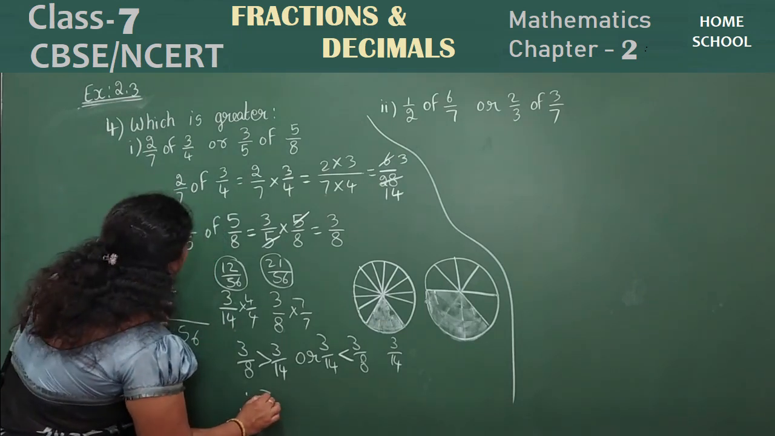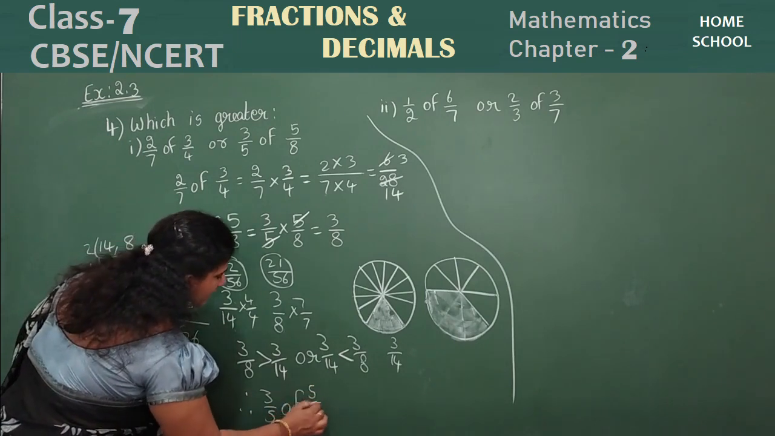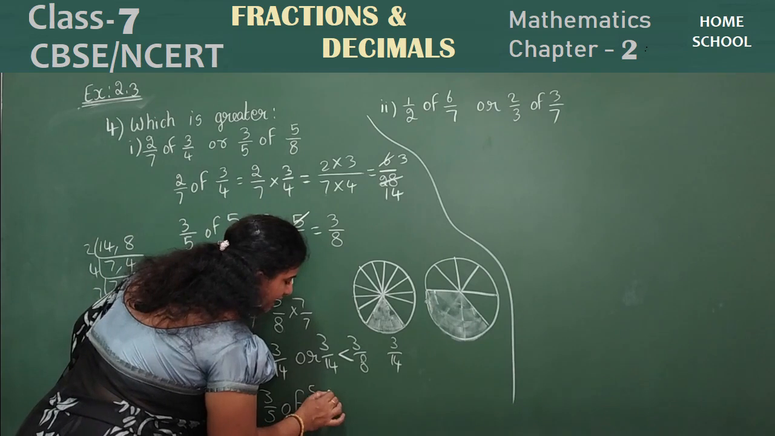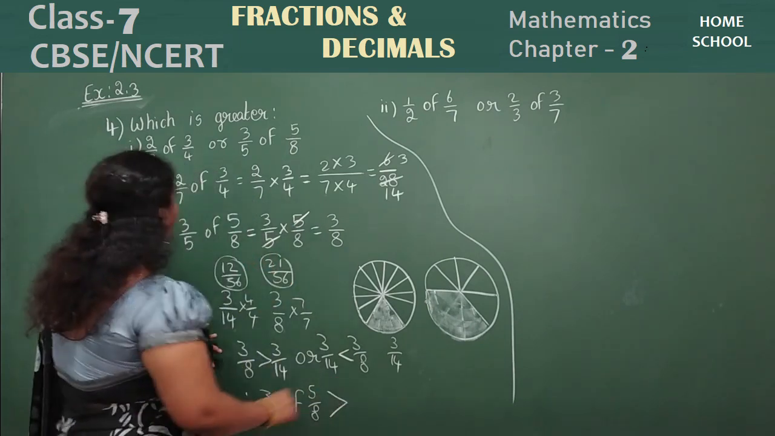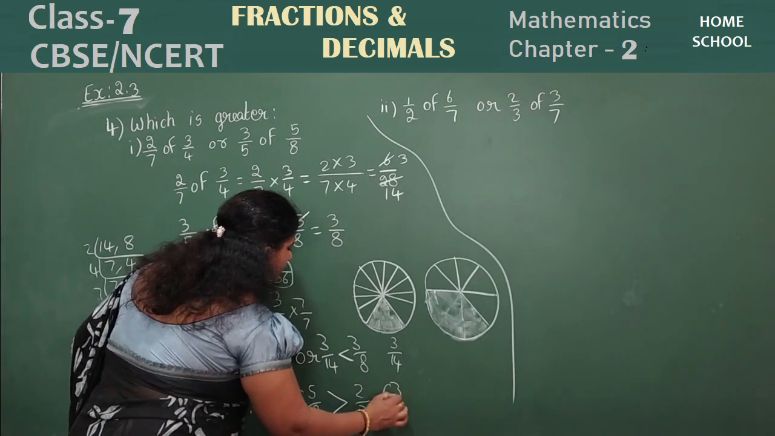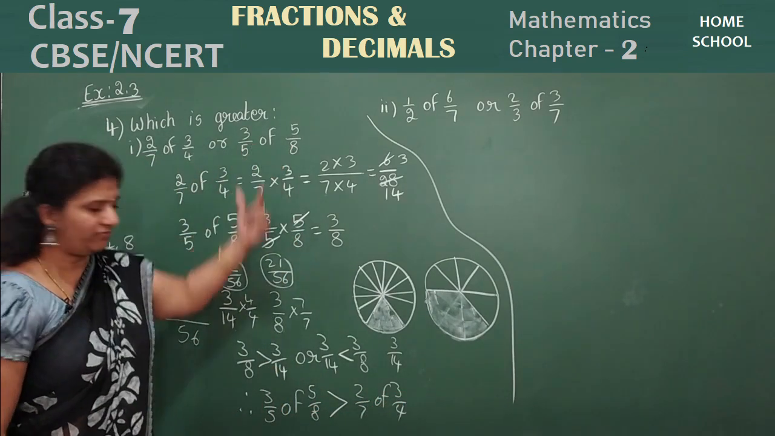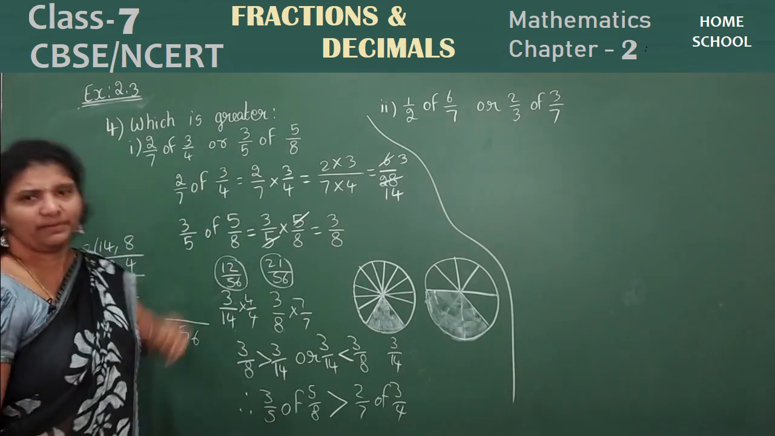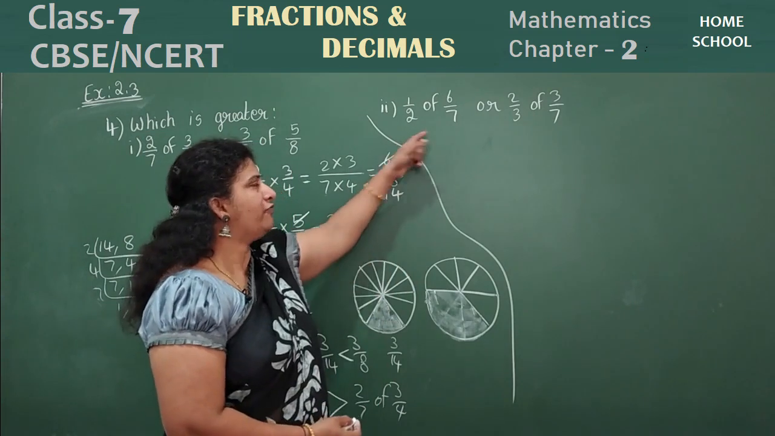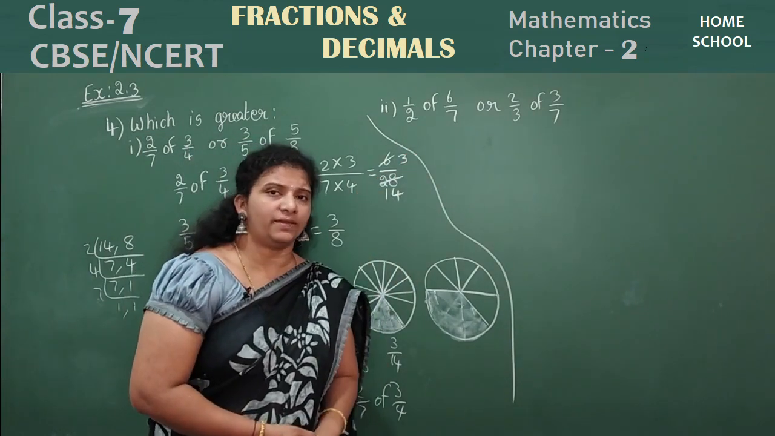Therefore 3 by 5 of 5 by 8 is greater than 2 by 7 of 3 by 4. Original question again, I have rewritten with a symbol in between. Okay, let's see the second problem. Half of 6 by 7 or 2 by 3 of 3 by 7.